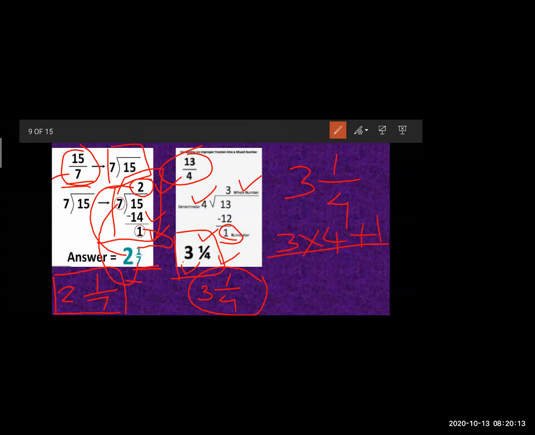And what will be in the denominator? 4. Very good. This is the denominator. So 4 3s are 12. 12 plus 1? 13. Very good. 13 upon, what will be the denominator? 13 upon 4. Yes, we got the same answer. See here, the fraction was the same and we got the same result. So this is the thing.